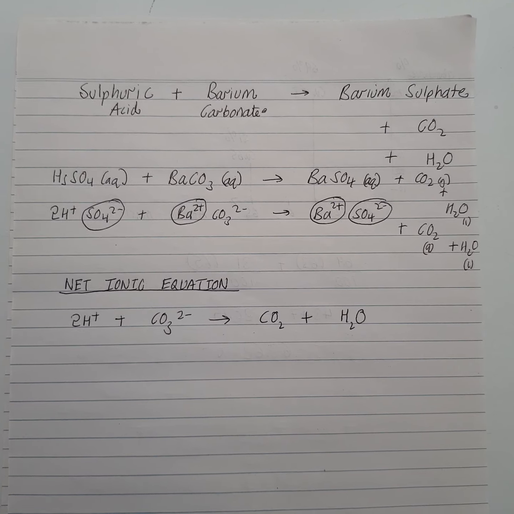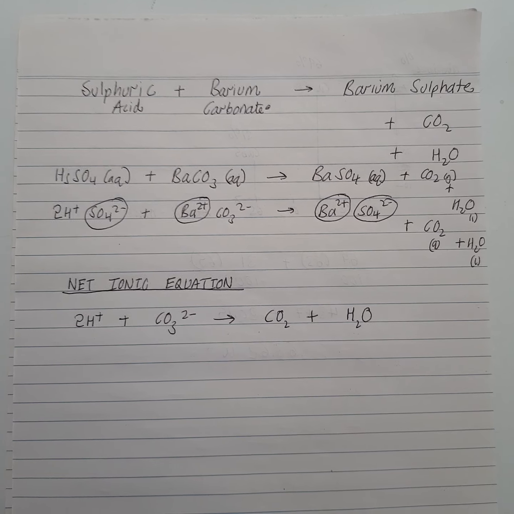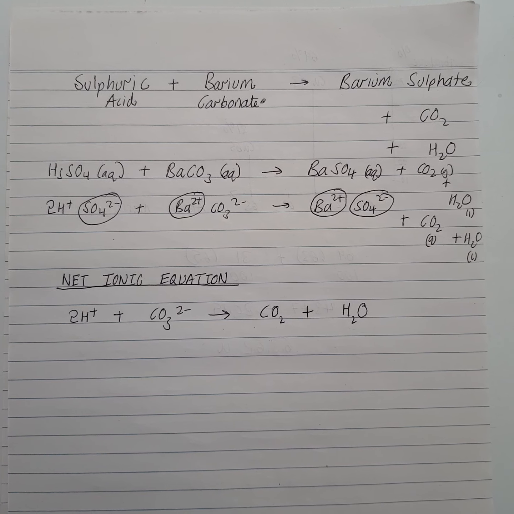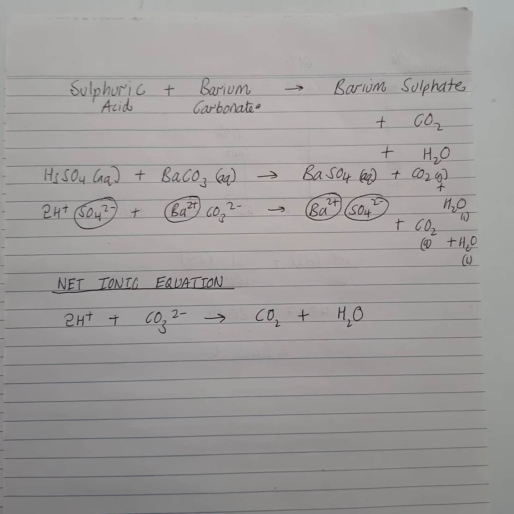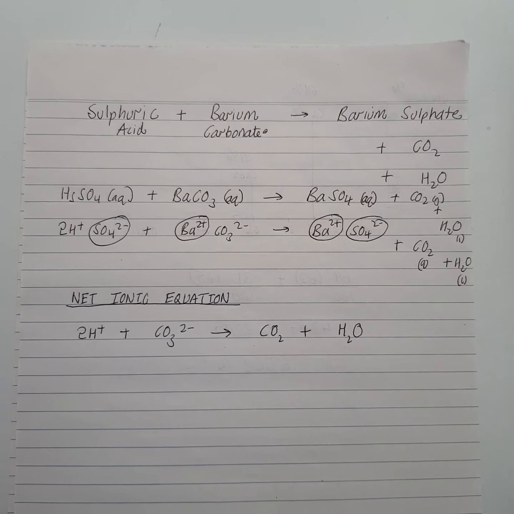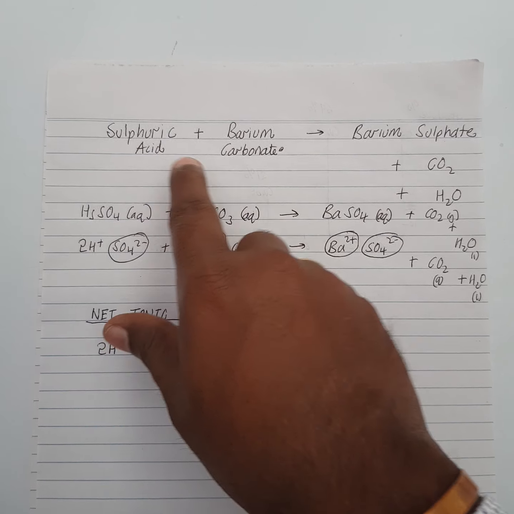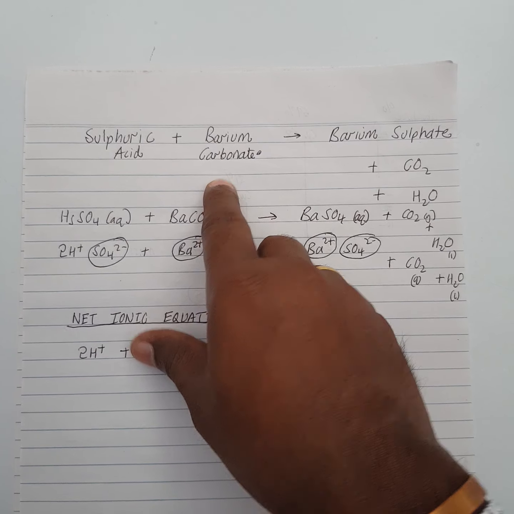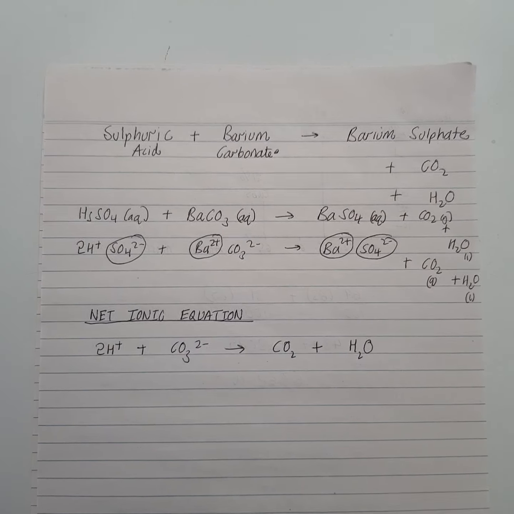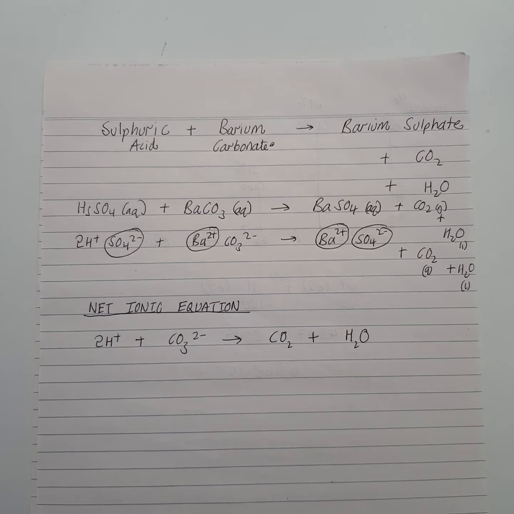Hey guys, in this video I wanted to show you how you could come up with your net ionic equation from a word equation. Alright, so if you look at this first one here, I've given you an example of an acid carbonate reaction. So in this case you've got sulfuric acid reacting with barium carbonate, and the products are barium sulfate, carbon dioxide and water.